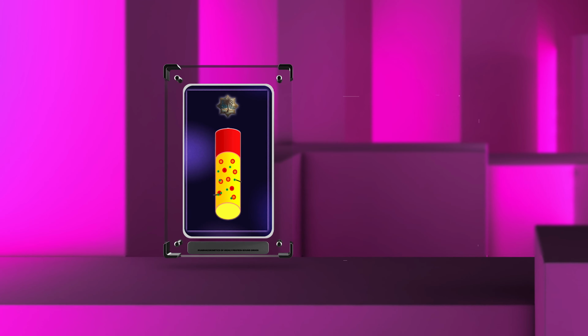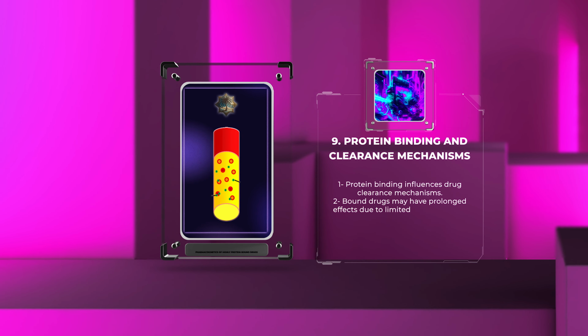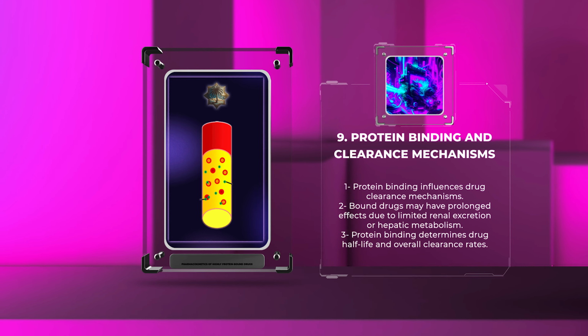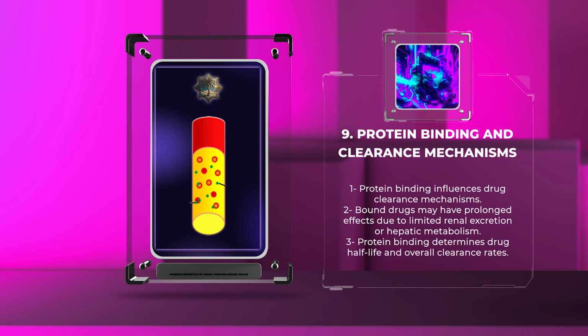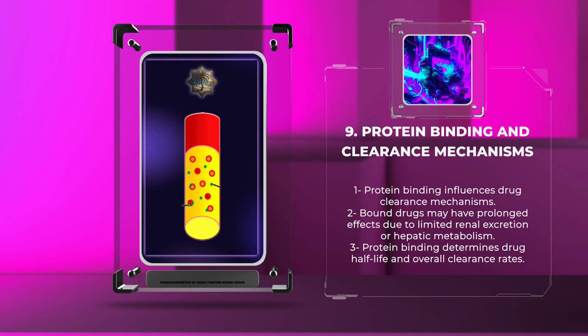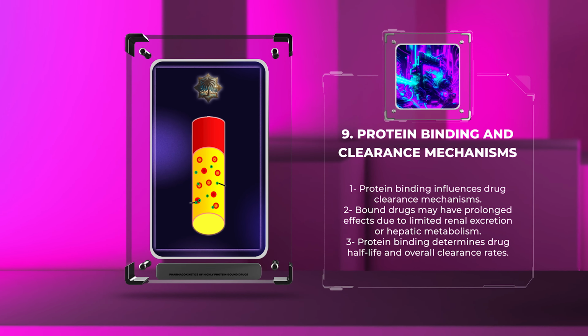Protein binding influences drug clearance mechanisms, such as renal and hepatic clearance. Bound drugs may be less available for renal excretion or hepatic metabolism, leading to prolonged drug effects. Therefore, protein binding plays a crucial role in determining drug half-life and overall clearance rates.